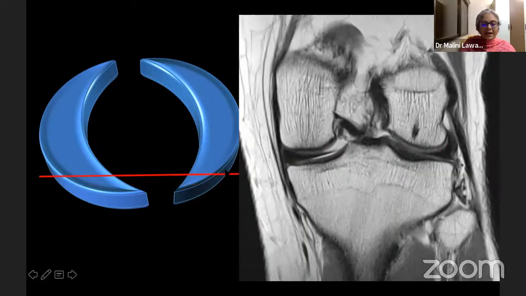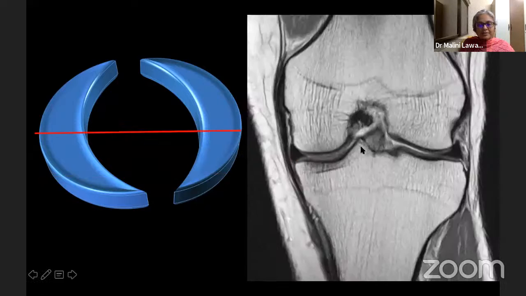As we come further anteriorly, you can see the posterior horn body junction of the lateral meniscus, and this here is the popliteus tendon. This here is the fibular collateral ligament. So the popliteus tendon is very closely associated with the posterior horn of the lateral meniscus.